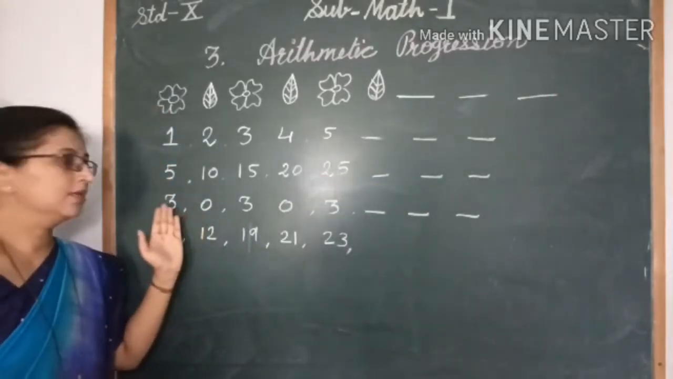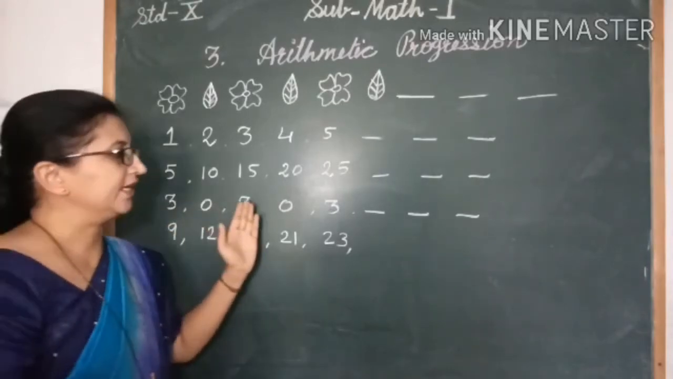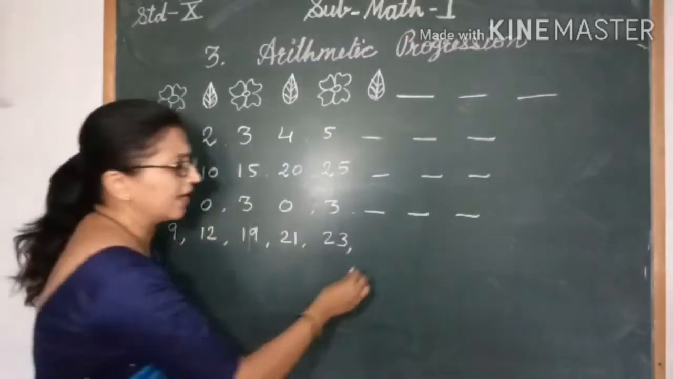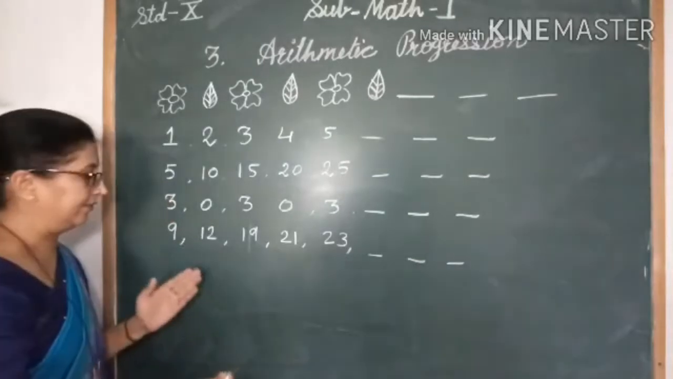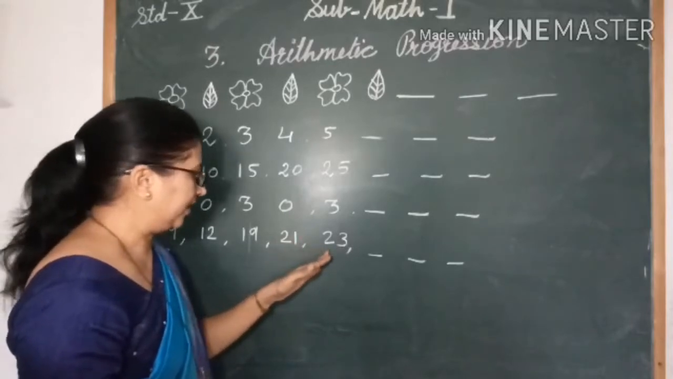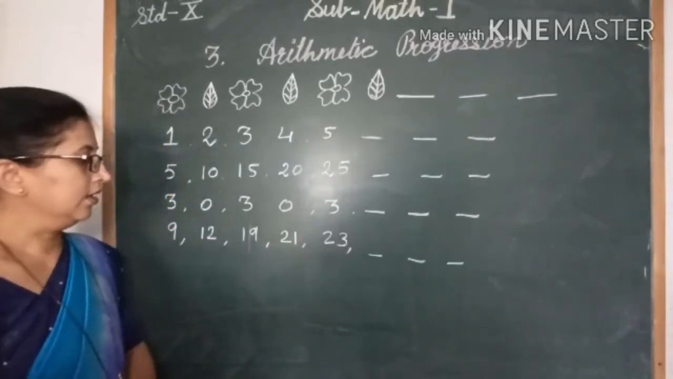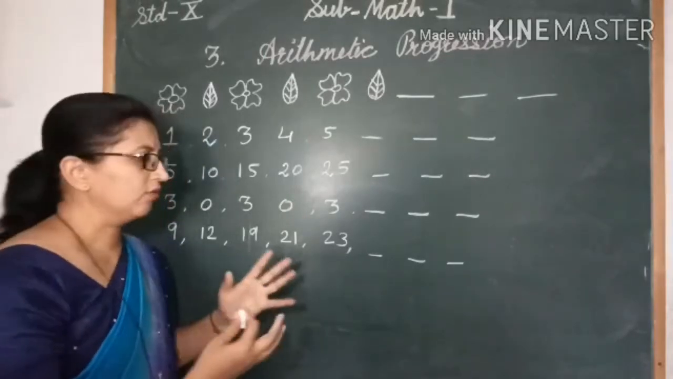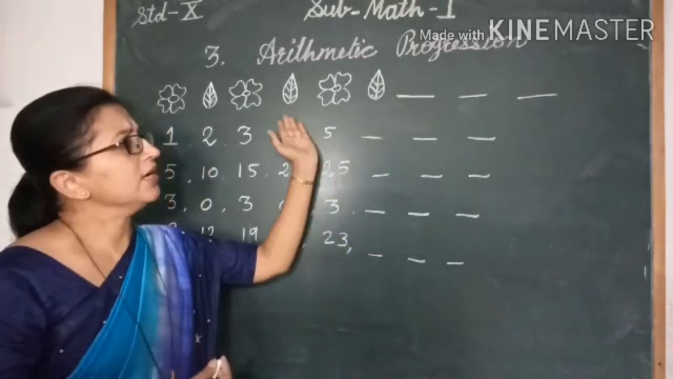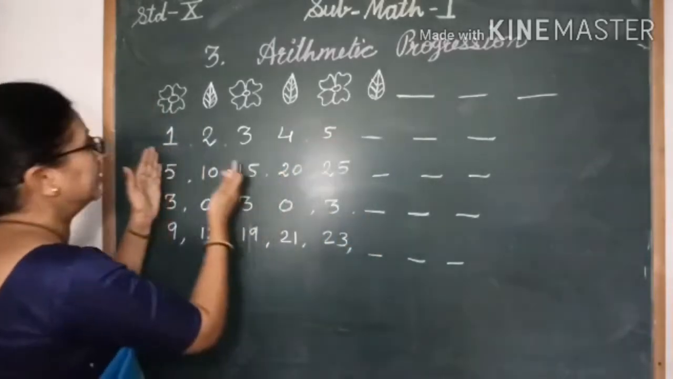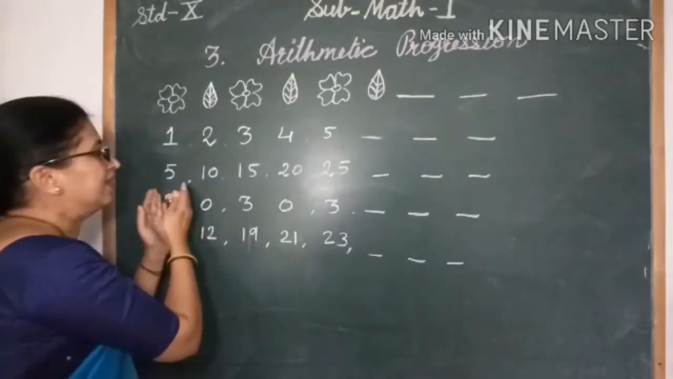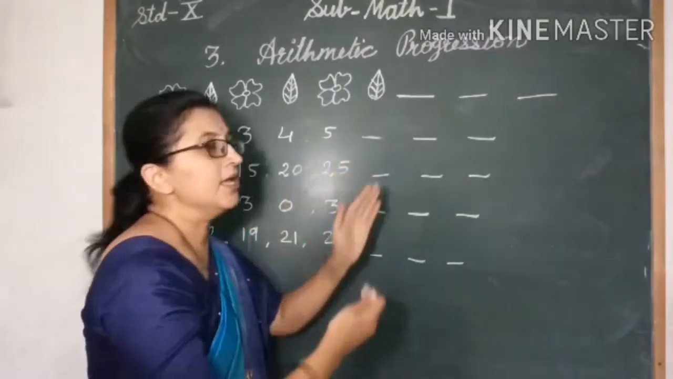Let's come to here. Next one is 3, 0, 3, 0, 3, 0, 3, 0. And here, if I ask you, what will be the next number here? 9, 12, 19, 21, 23. Here it is quite difficult to give the answer, which number will be. To give the answer, first you study what is the relation between these consecutive numbers, and the same relation you try to follow for the next one.